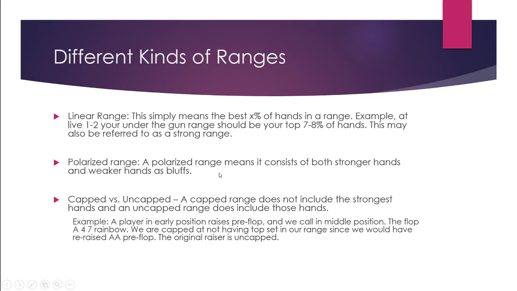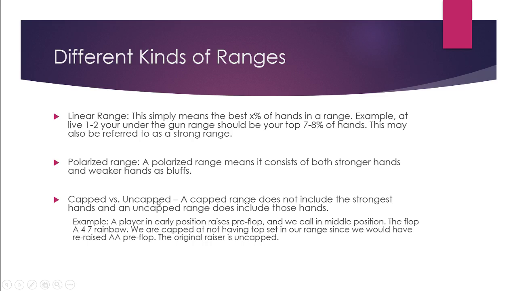Polarized range, this is going to mean that our hands include both stronger hands and weaker hands as bluffs. An example would be something like if we were in a pot where somebody raised us and we were going to re-raise them or 3-bet them, we may have a combination of our strongest hands like ace-ace, ace-king suited, things like that. And we may also have some bluffs in there like ace-5 suited, ace-4 suited, so that we don't only have our strong hands when they call and they don't know exactly what hands we have.